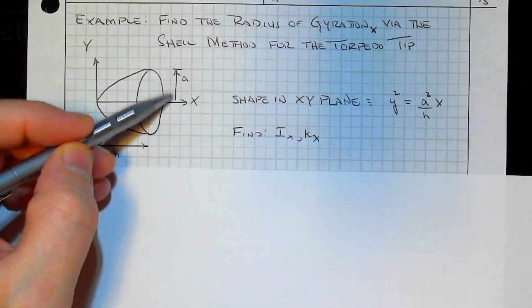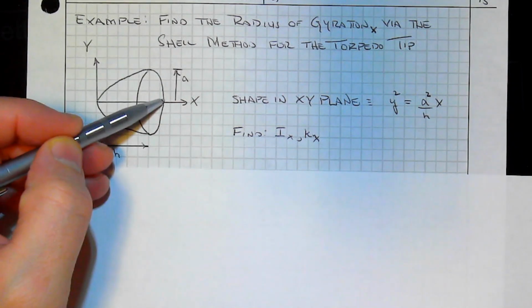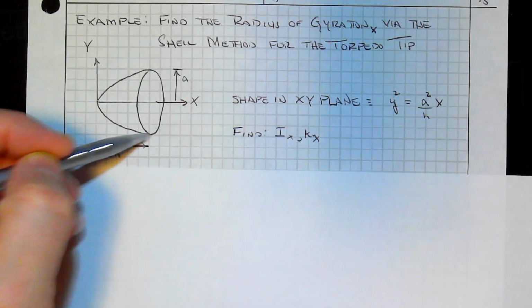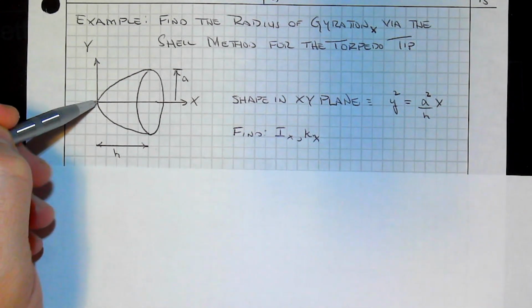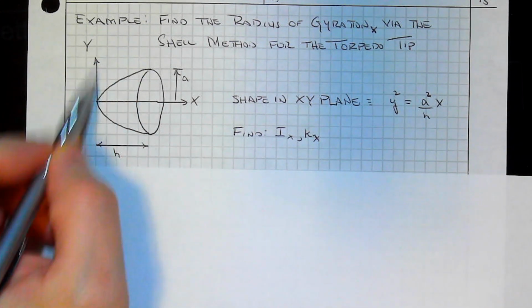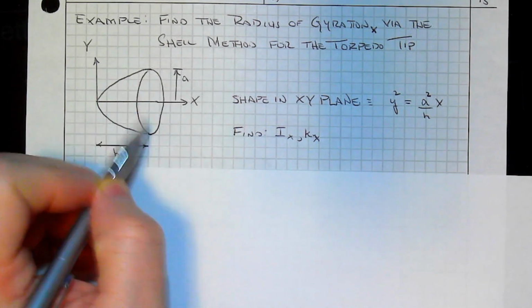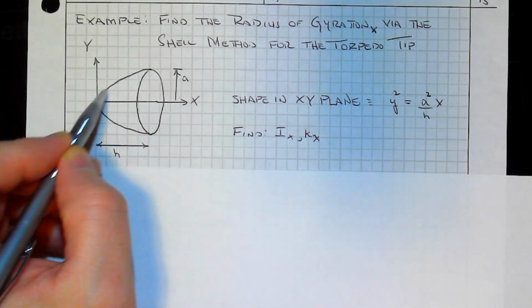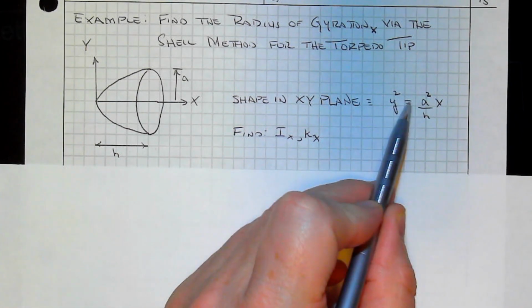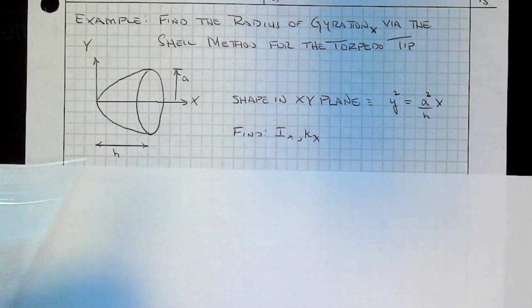So we have the torpedo tip. The radius at the base of this tip is a, and the height going out to the front point is h. Now we're given, for this thing in the xy plane, I've revolved this in the picture, but if we just stayed in the xy plane, say along here, the shape is y squared equals a squared over h times x.